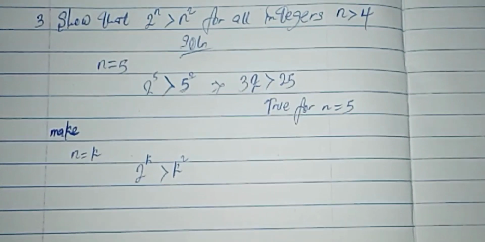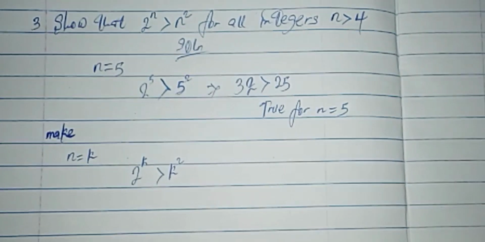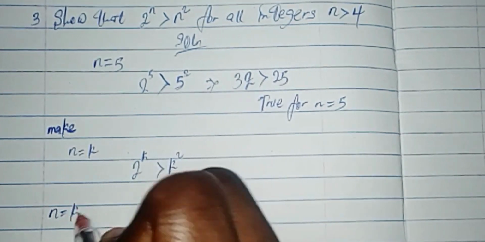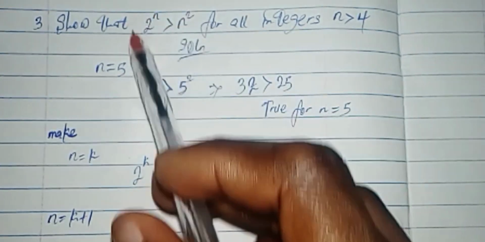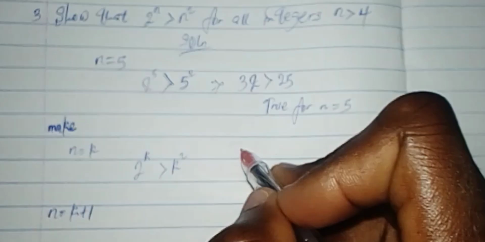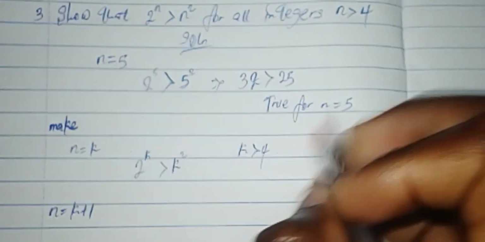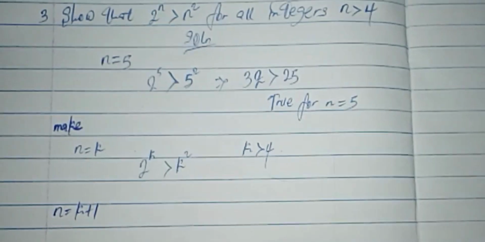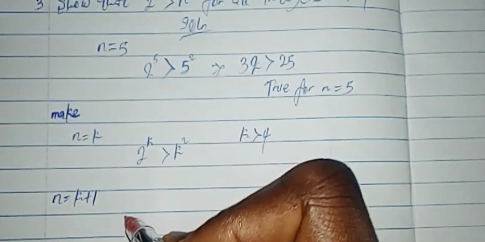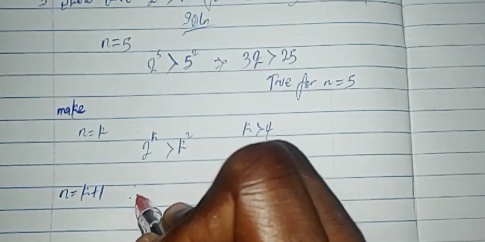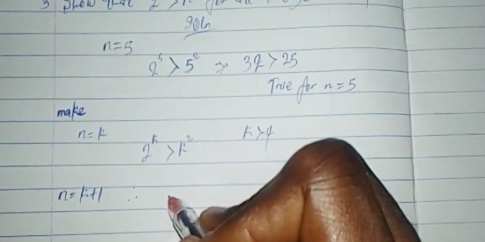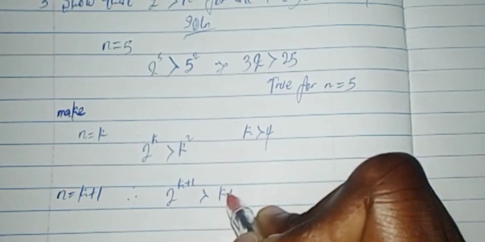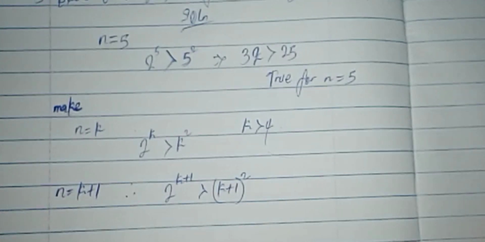Now for the third case, which is the most important case, where we are to prove the situation when n is equal to k plus 1, this also holds for k greater than 4. Since n is greater than 4 here, and now we make n equal to k, then k must be greater than 4, right? So now n is k plus 1. So if n is k plus 1, this implies that 2 raised to power k plus 1 is greater than k plus 1 all squared.